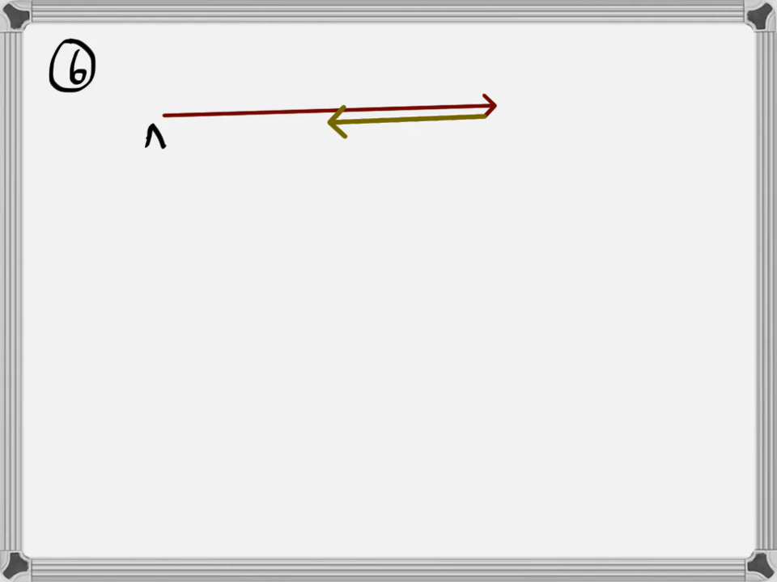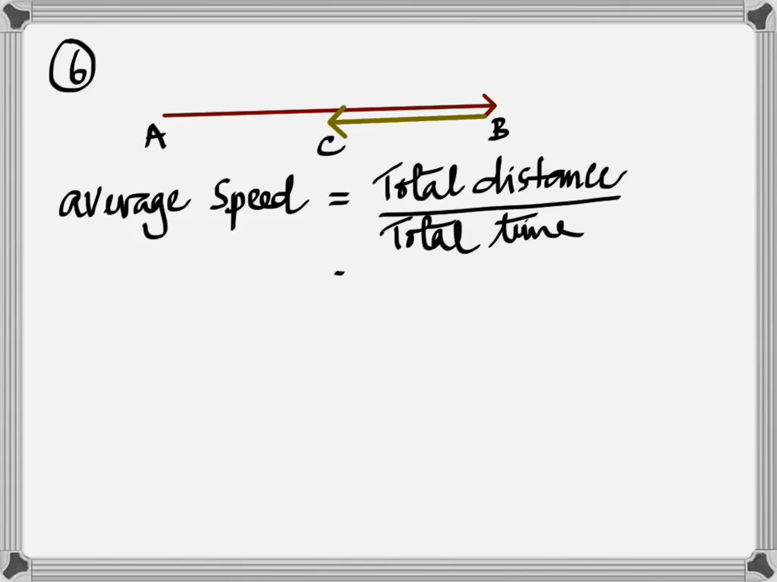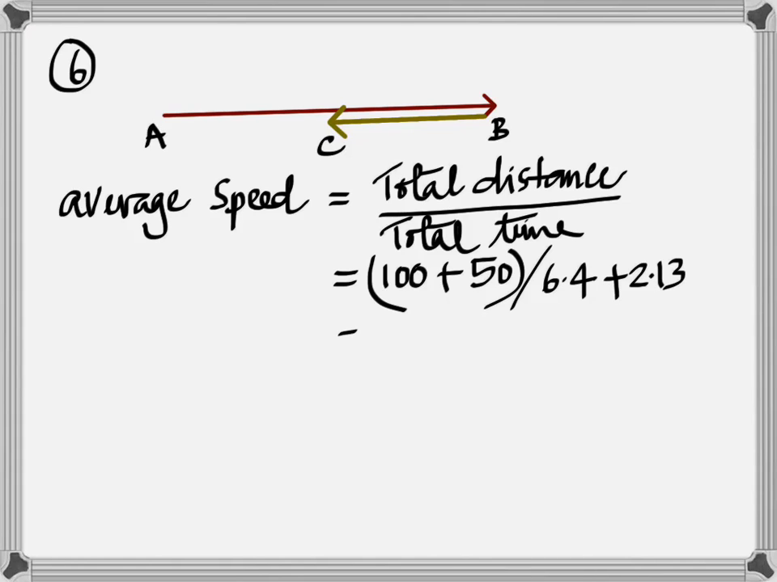In number 6, dog runs from A to B and then halfway back to C. Average speed is total distance by total time, so you got to add up AB plus BC, which will give 150, and then take 6.4 second and 1/3 of 6.4, which is 2.13. So you get 150 divided by the total time, which gives 17.58 meter per second is the average speed.